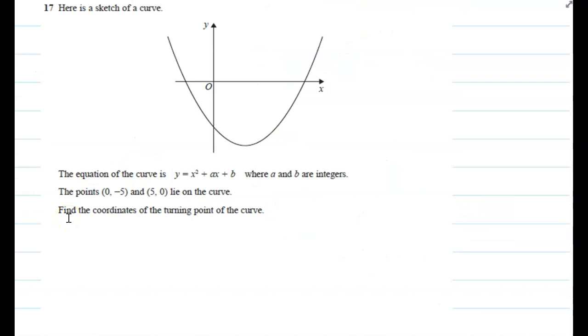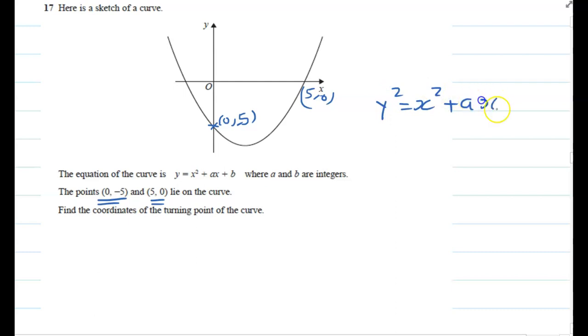Here is a sketch of a curve. The equation of a curve is given by y equal to x square plus ax plus b, where a and b are integers and the points (0, -5) and (5, 0) lie on the curve. So our equation is y equal to x square plus ax plus b. Because (0, -5) and (5, 0) are lying on the curve, they will satisfy it.